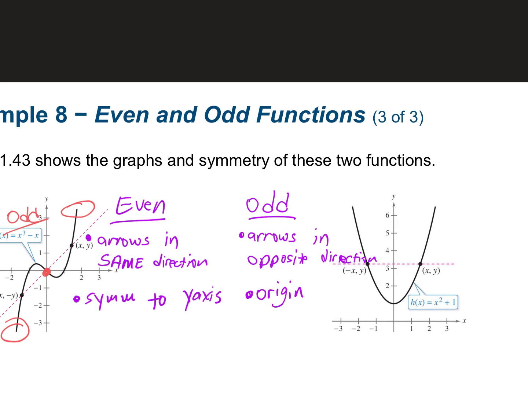Look at this one. End of the arrows. Same direction? Yes? Does the y-axis cut it in half? Yes. Then it's even. If it doesn't do both of those things, then it's neither. So algebraically and graphically, they go hand in hand. You think even is same, odd is opposite.